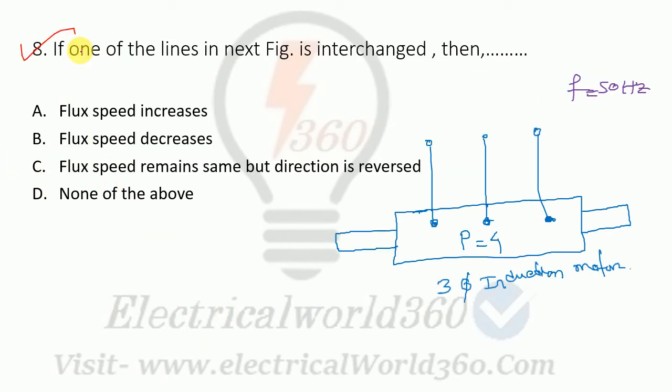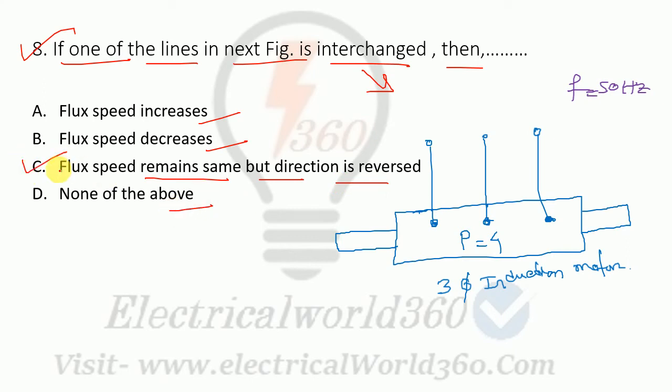This is the question number 8. If one of the lines in the next figure is interchanged, then what will happen? The flux speed increases, the flux speed decreases, the flux speed remains same but direction is reversed, and option number D is none of the above. So as we know, here the right option will be option number C.